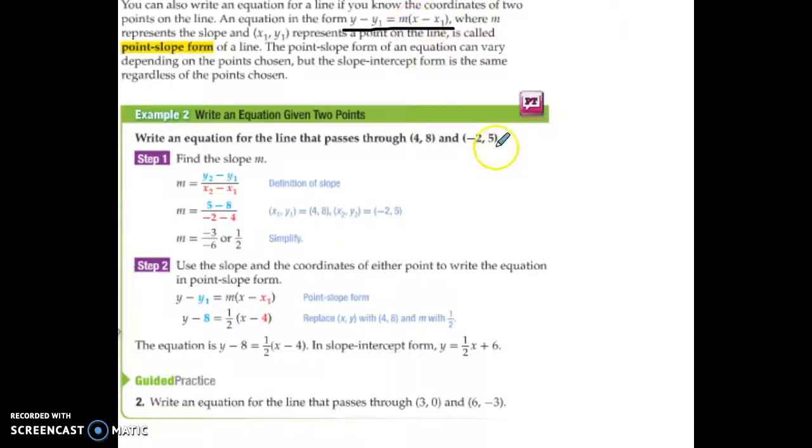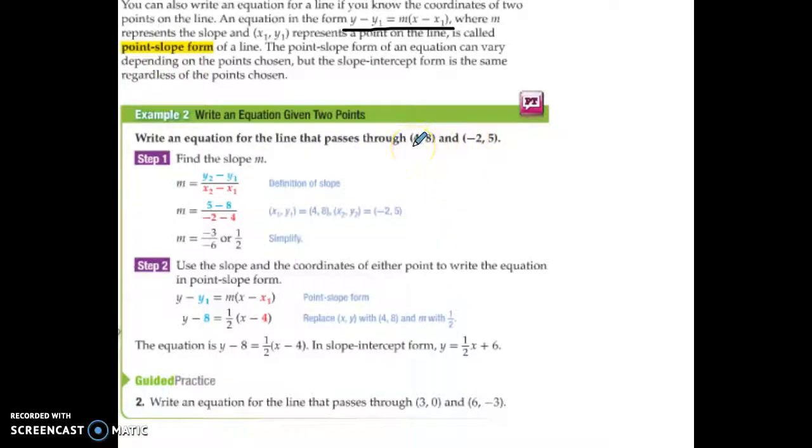when you're writing the equation. So let's see what this looks like. Example 2. Write an equation for the line that goes to this point and this point. Well, for point-slope form, I need a point and a slope. I have 2 points. I don't have a slope, but we can find the slope.